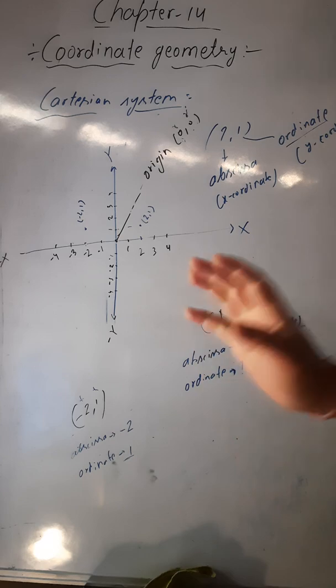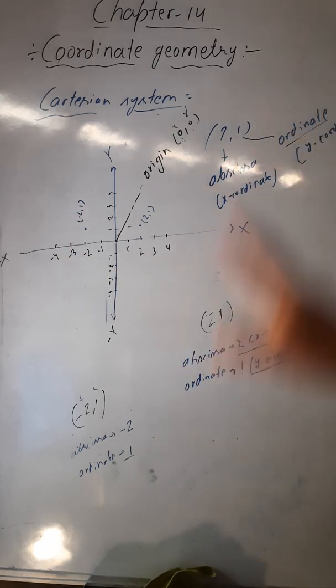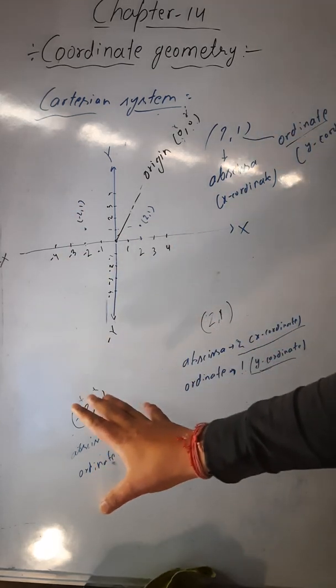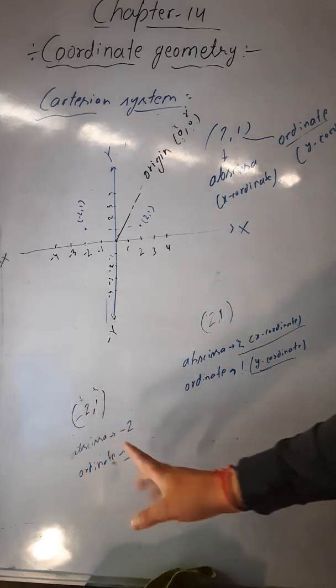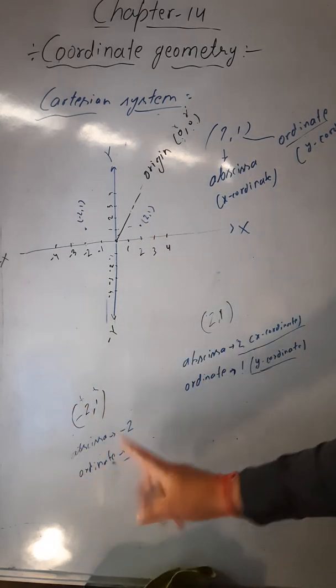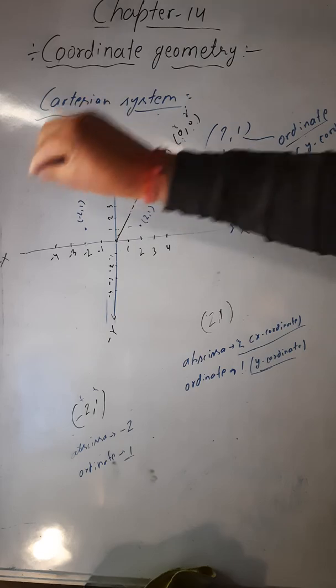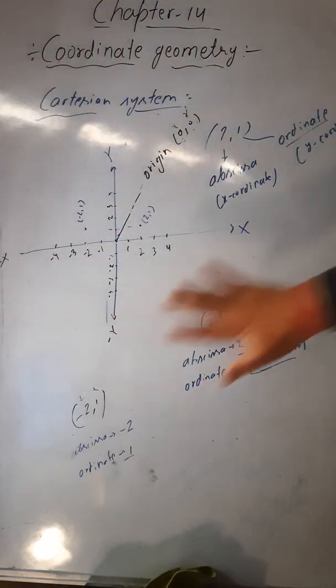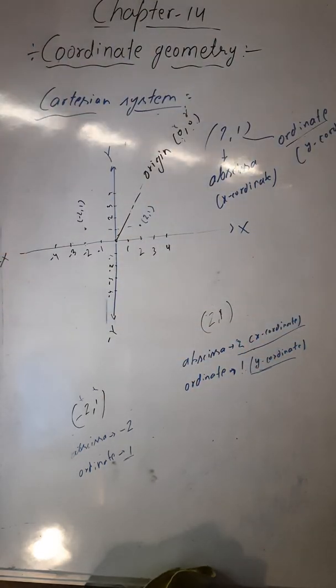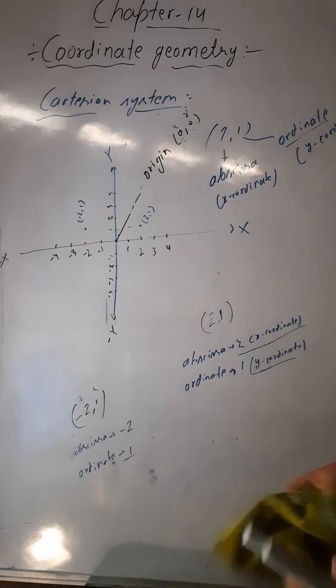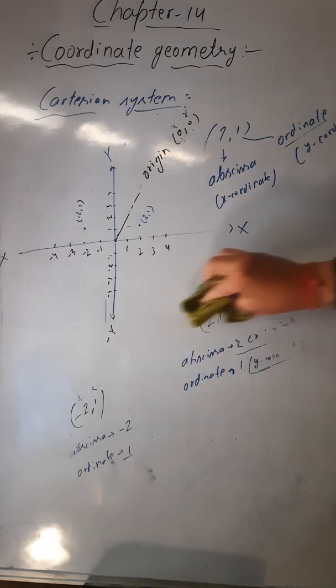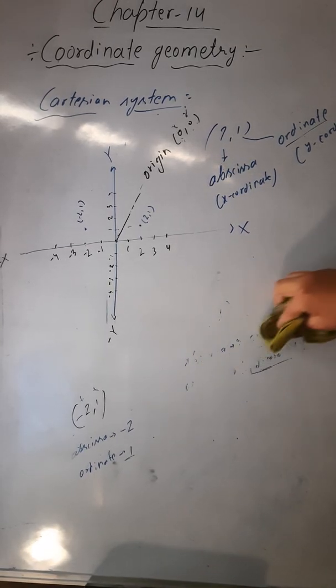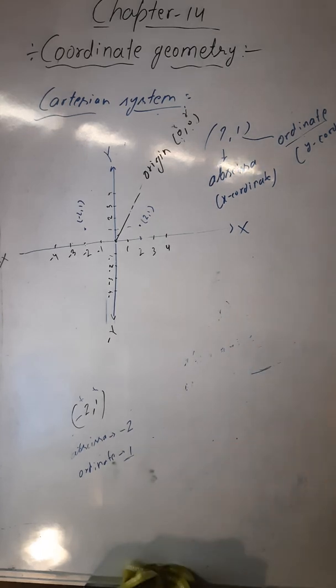So this is how you will locate the points. If I give you any points, first you will find out the abscissa, then you will find out the ordinate, and then you will locate this point in this Cartesian plane. Okay dear? Now one more question. It will be your homework. Just practice it. I am giving you 3-4 questions to be located here.